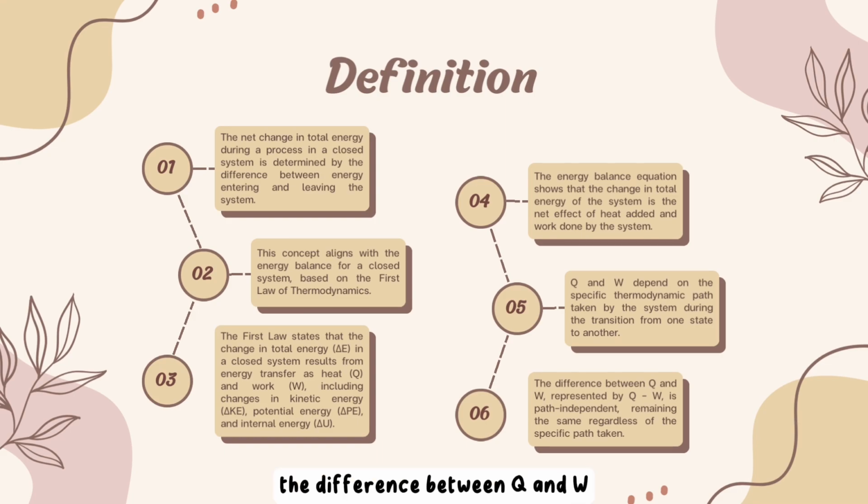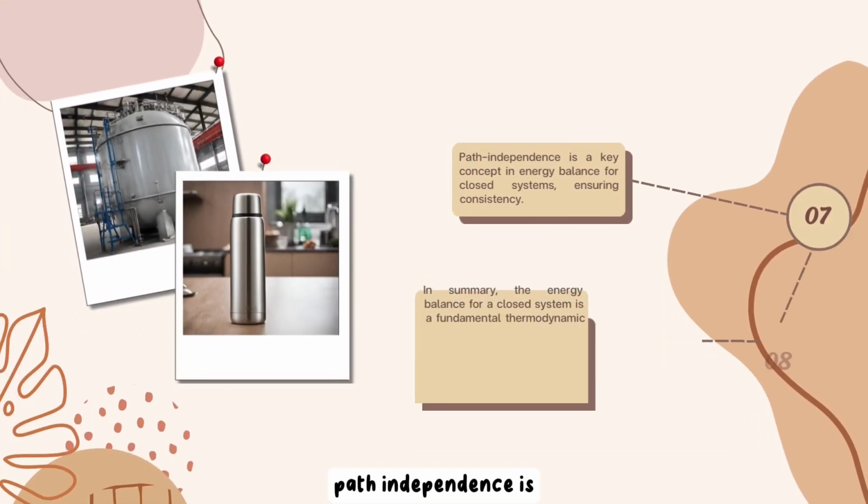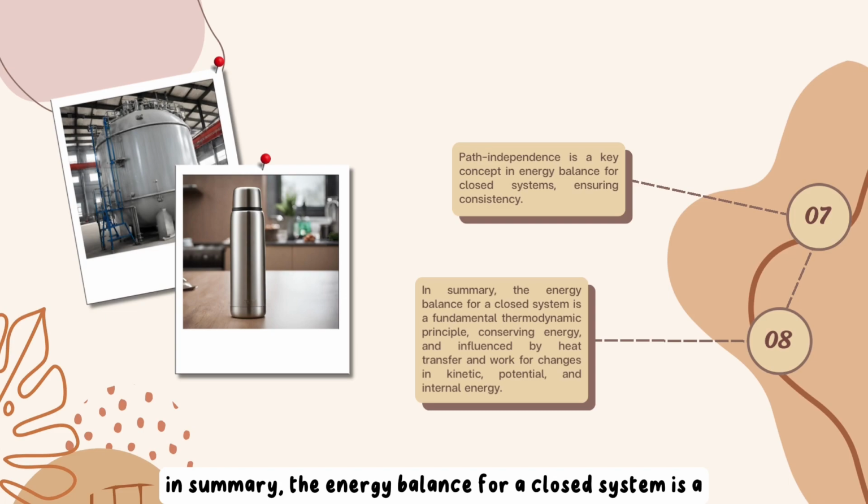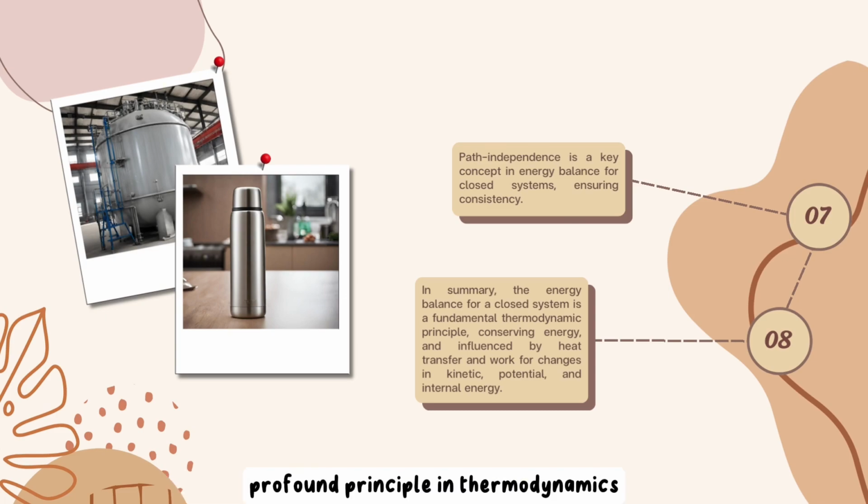The difference between Q and W, symbolized as Q minus W, remains constant. Path independence is the unchanging thread in the energy balance narrative, regardless of the system's path. In summary, the energy balance for a closed system is a profound principle in thermodynamics. It ensures that total energy remains constant. It accounts for changes in kinetic, potential, and internal energy, all driven by the exchange of heat and work.